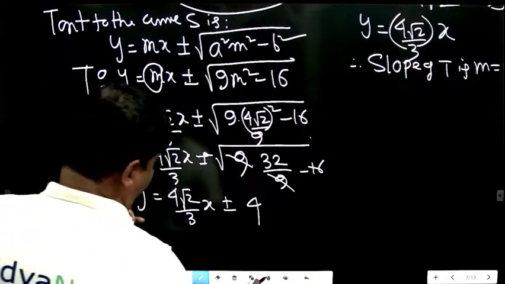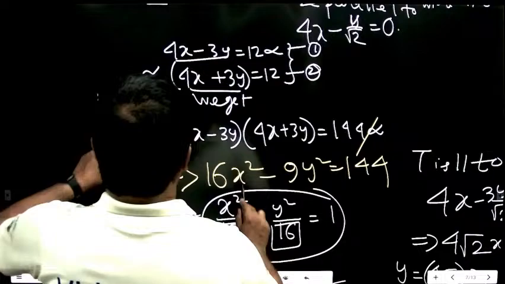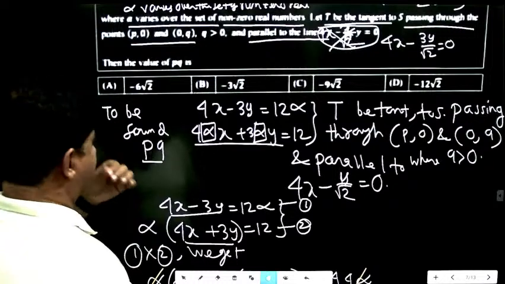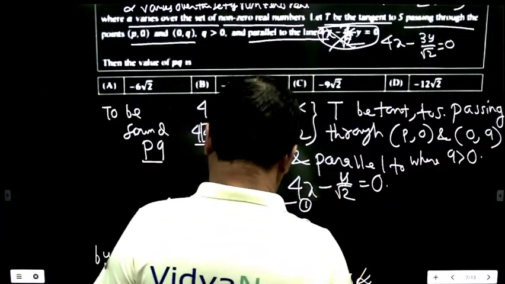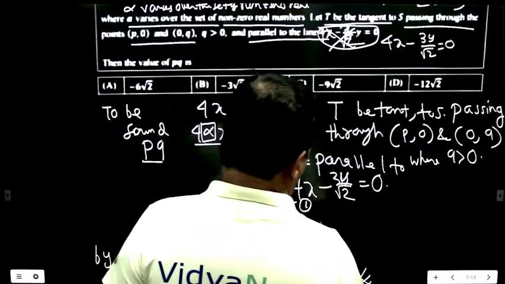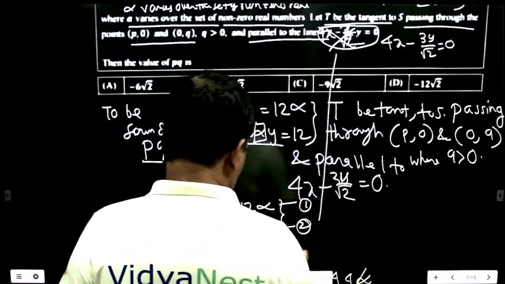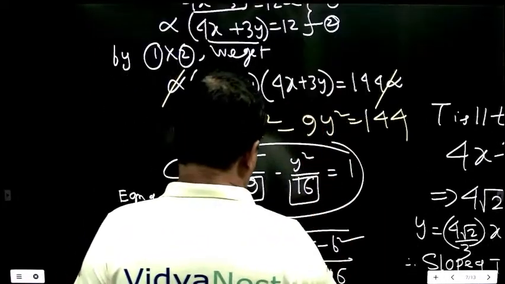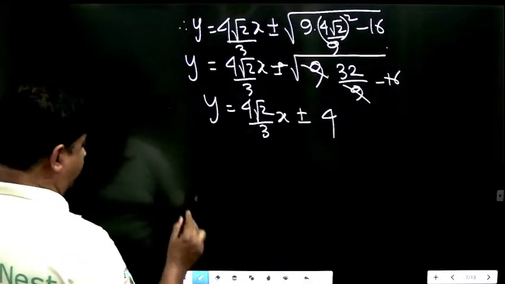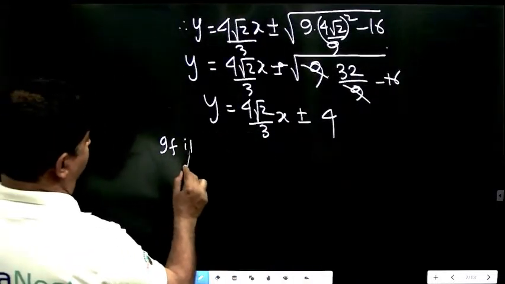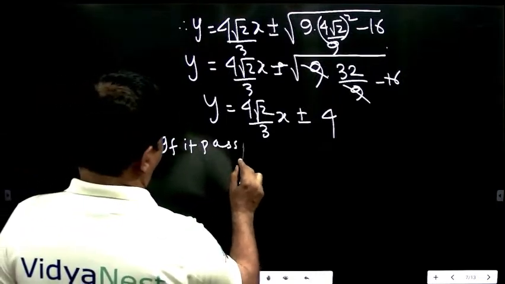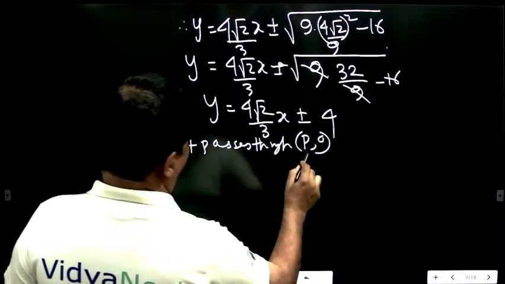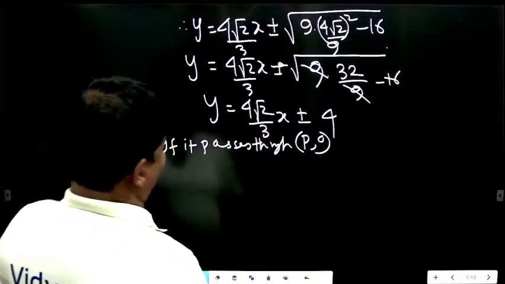Now, it passes through 2 points. One point is P comma 0, and another point is 0 comma Q. If it passes through P comma 0, then in place of x I will put P.